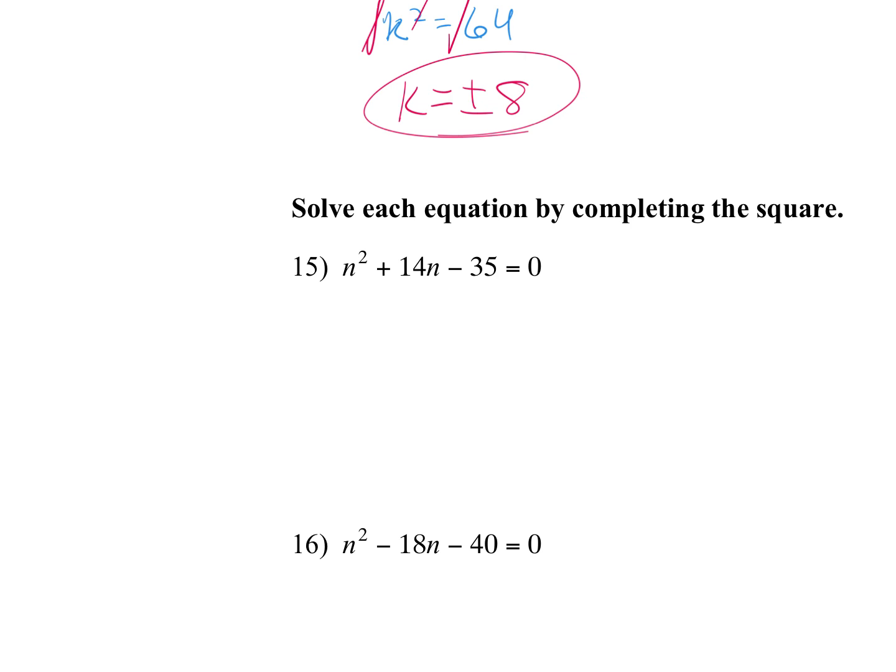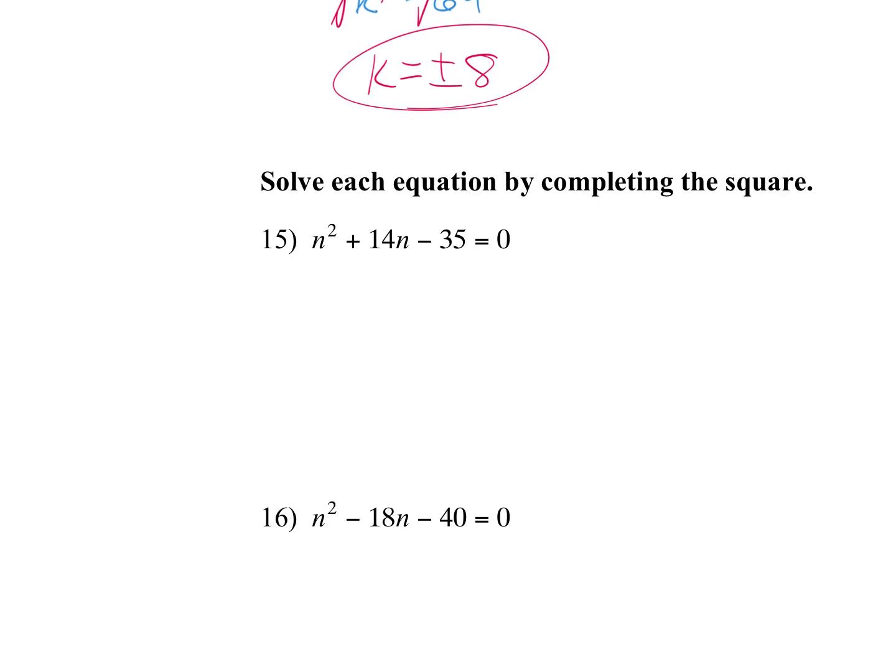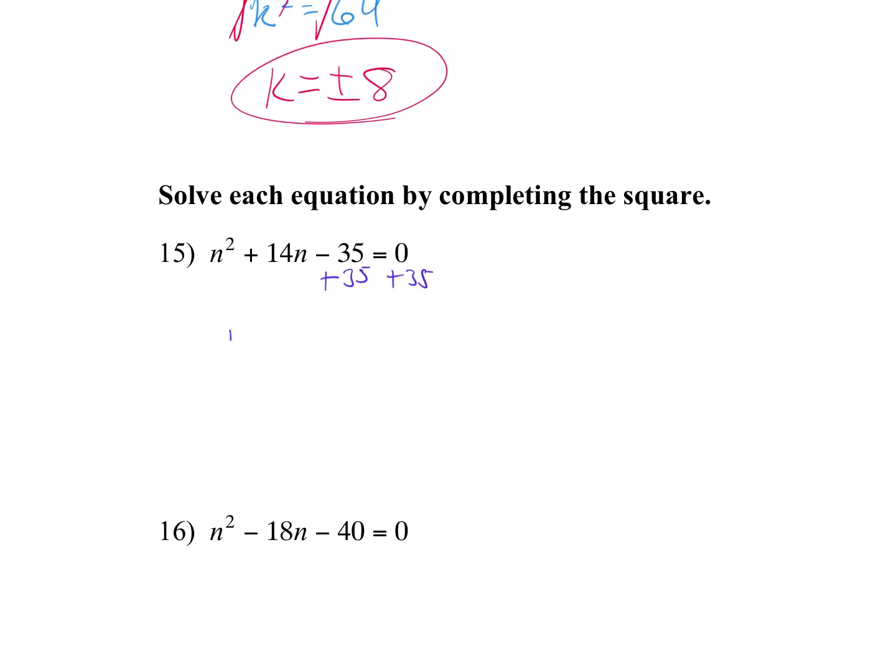So in the lesson video for this, I showed you guys a 5-step method to solve by completing the square. The first thing is we wanted to get the n squared and the n on one side. So we want to move the constants to the other. So we want to add 35 on both sides. That's the first thing we want to do. Then we get n squared plus 14n, and then leave a little space, equals 35. Again, same space on the other side.